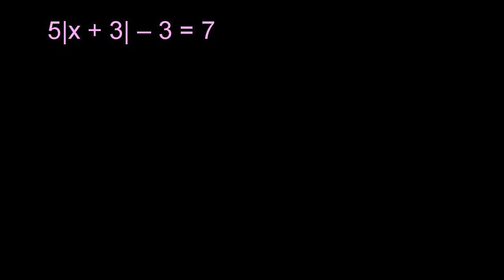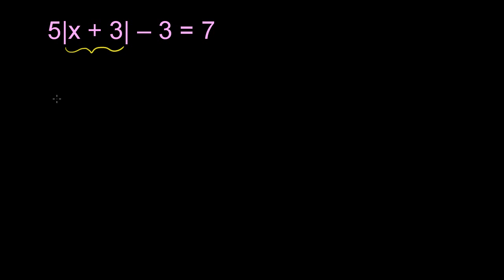So we're given the following equation: 5 times the absolute value of x plus 3, minus 3, is equal to 7. It's always a little daunting to see an equation with an absolute value sign. And when you only have one of them like this, what I like to do is isolate it and just think it through from that point. So let's try to isolate the absolute value of x plus 3 here.